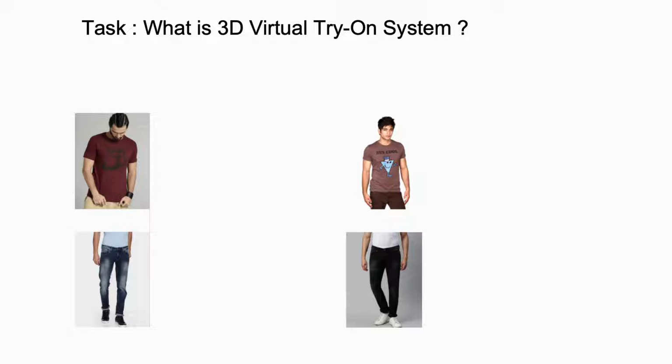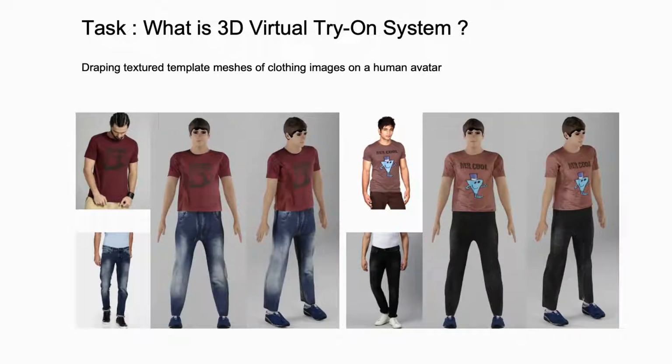Our goal is to generate textured 3D template meshes of 2D clothing images from real-world fashion catalog images. These template meshes are then draped on a human avatar to enable a virtual try-on system. There are a few challenges of enabling a 3D garment digitization solution from existing e-commerce catalog images.